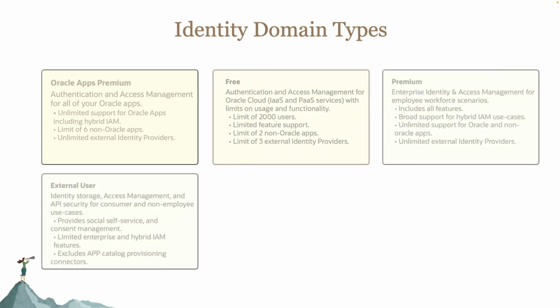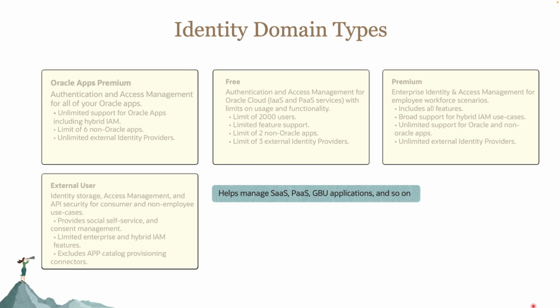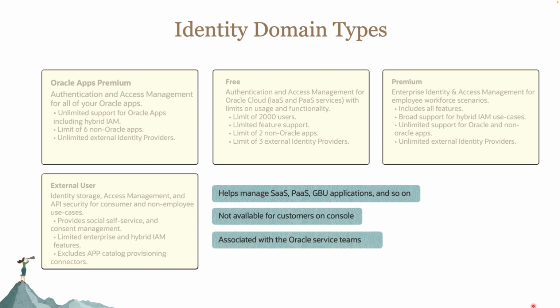Moving on to the Oracle apps. This type is actually tied up with a few of the Oracle service teams. For example, if you purchase any of the Oracle SaaS, PaaS or GBU applications or the VBCS, then this domain type comes tied up with those services. So this is something the customer cannot select or create on the console, as this type is associated with the service teams.